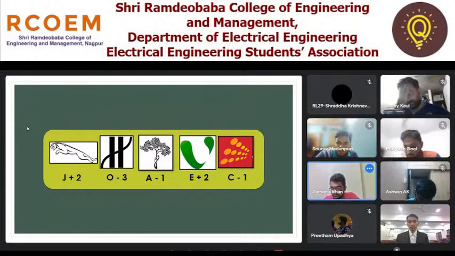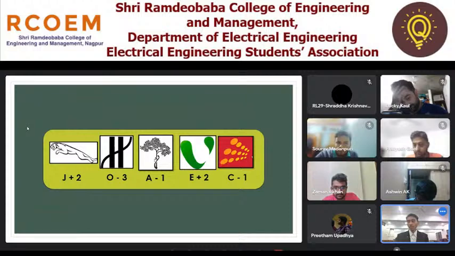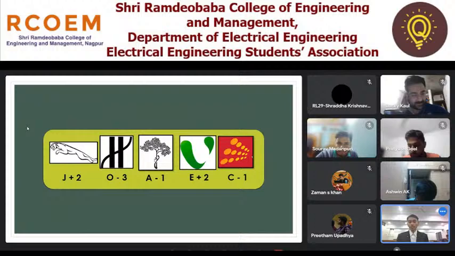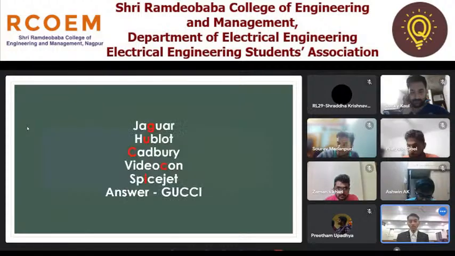Okay. So plus 15 to Zaman Khan. So the answer is indeed Ruchi. So that was a Jaguar. Then we have Hugo. Then that's indeed the old owner of Cadbury. Then Videotron and SpiceJet. Okay. So the next question coming up on the screen now.